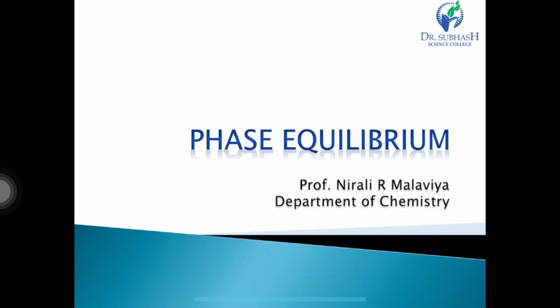So, what is the definition of phase? Homogeneous, physically distinct, and mechanically separable from other parts of the system. It is called a phase.